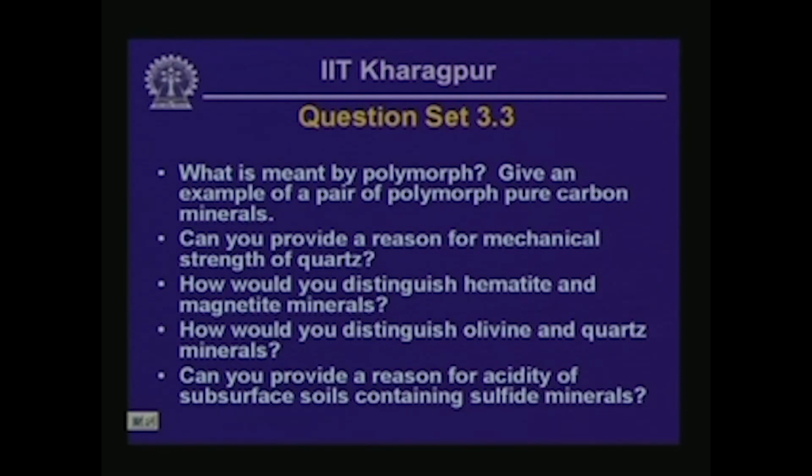Now two polymorphs of pure carbon mineral are graphite, which has a sheet structure like what we had for sheet silicates, and then you have diamond, which is composed of tetrahedra, and it is a closed form structure. So that gives you the answer to the first question.